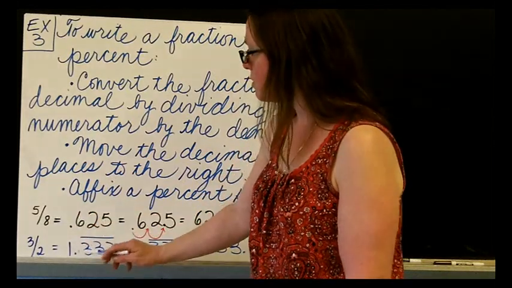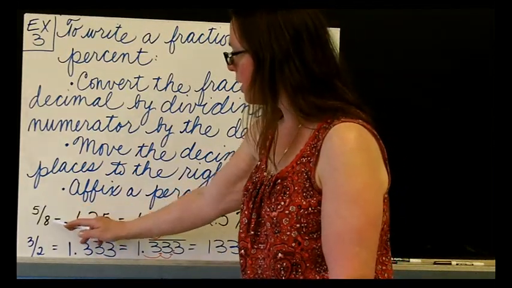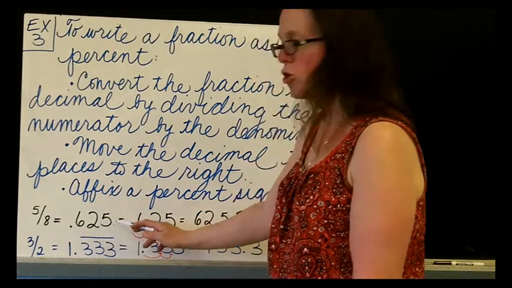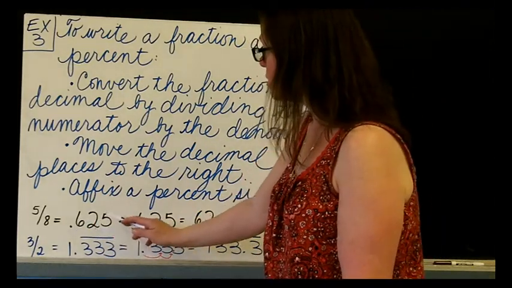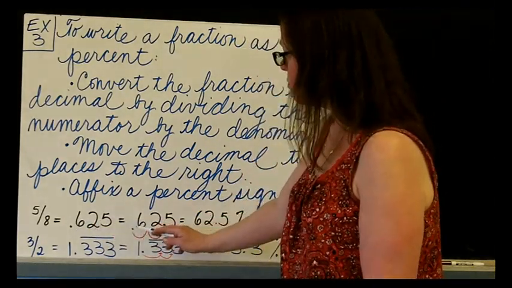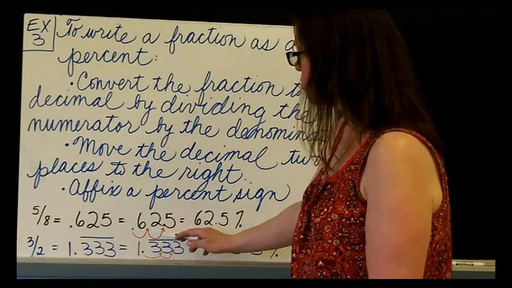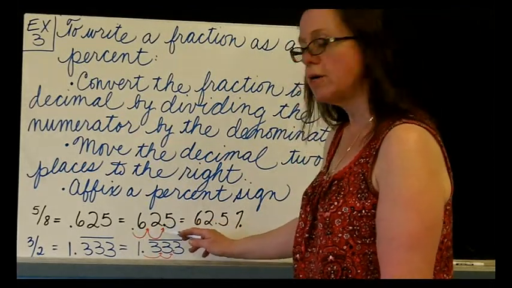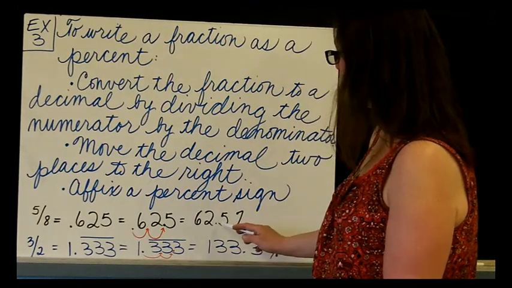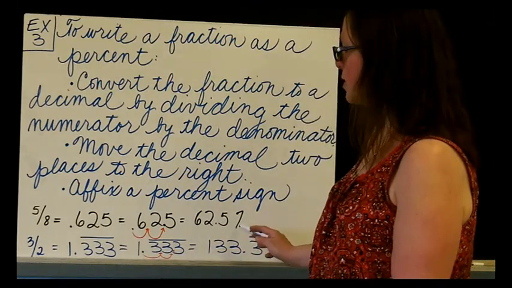And when you do your long division and you divide 5 by 8, we end up with a terminating decimal, 0.625. When we move the decimal place 2 places to the right to multiply by 100, we end up with 62.5%.